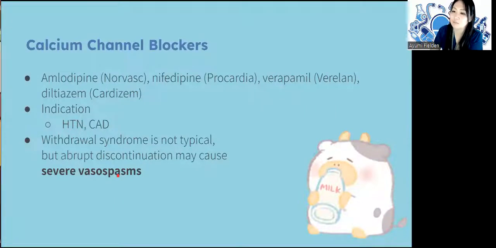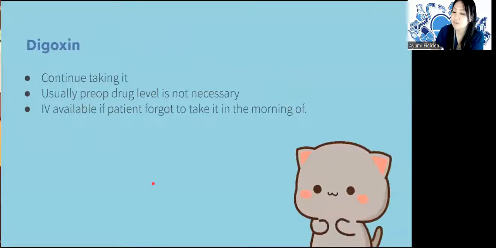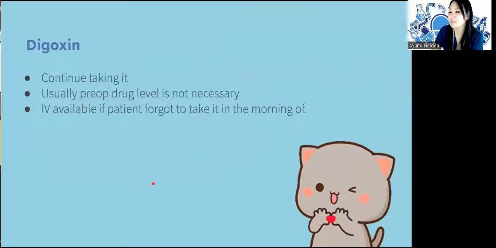What about calcium channel blockers? That's like your Cardizem, Procardia, and stuff like that. Indications are for your hypertension, CAD, and withdrawal syndrome is not typical, but abrupt discontinuation may cause severe vasospasms. So it is recommended that you continue taking that medication. Digoxin, generally speaking, just continue taking it. Usually a pre-op drug level is not necessary, and an IV form is available if the patient forgot to take it the morning of.